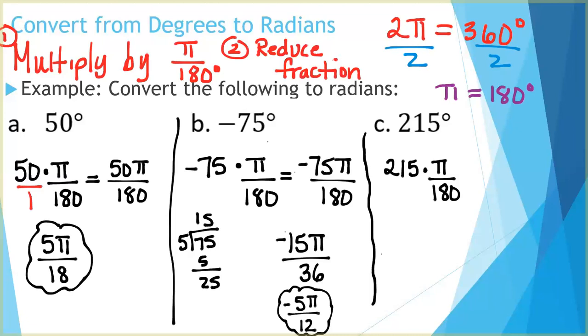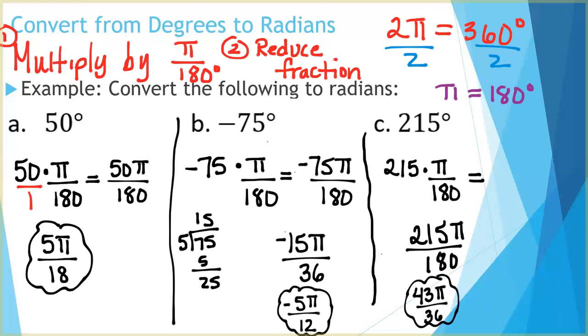Okay, so for this last one, you would have 215 pi over 180. And let's go ahead and reduce that down. It reduces down because you can divide them both by 5. So you would end up with 43 pi over 36. And that would be your final answer. Okay, any questions about how to convert a degree to a radian?